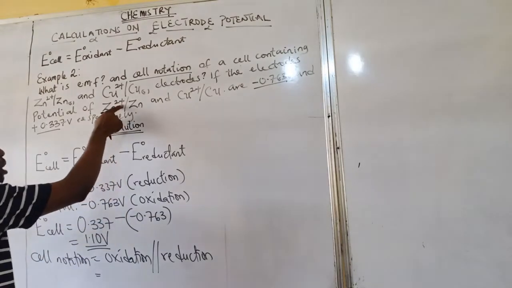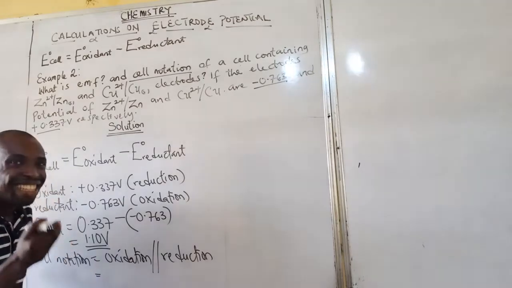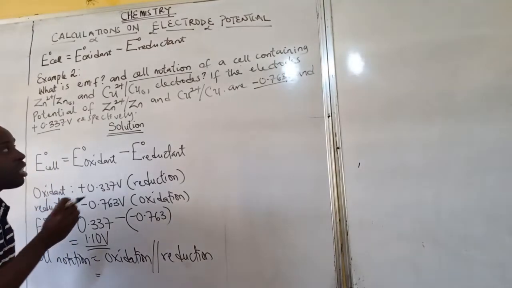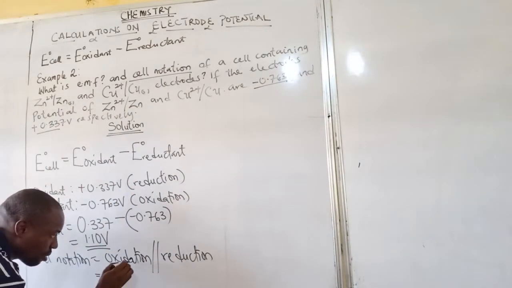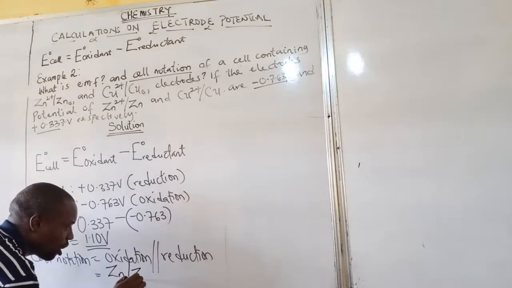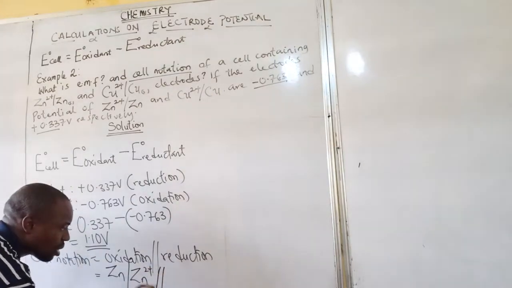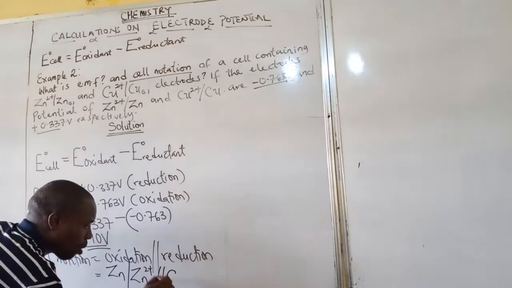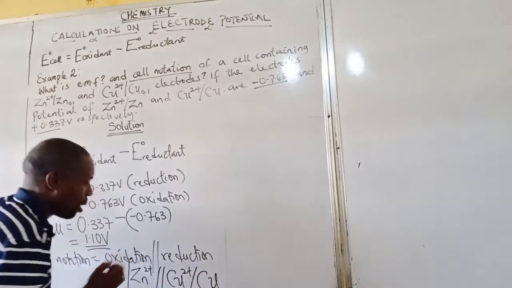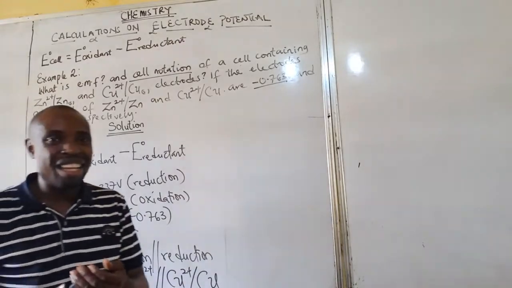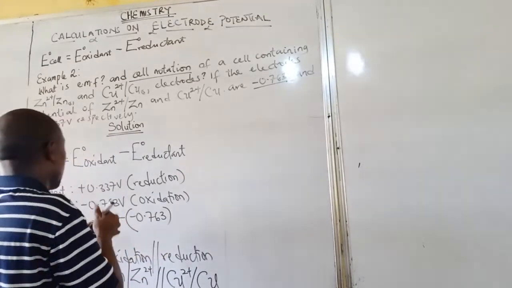the zinc, and for oxidation it means that there's an increase in oxidation number. Simply, you have to write zinc, interface zinc 2 ion, the interface, then that of the copper, so the copper 2 ion interface copper. So that gives us the final answer to this question. But this is method 1.